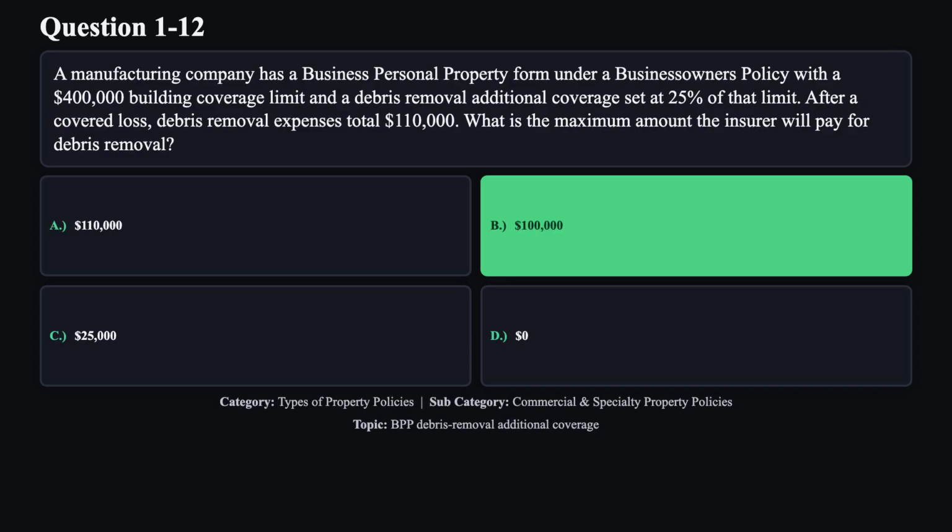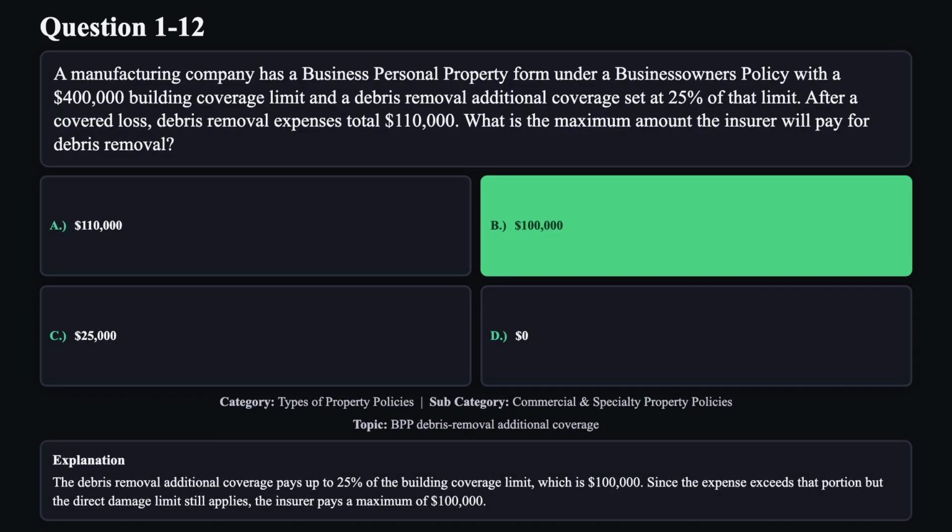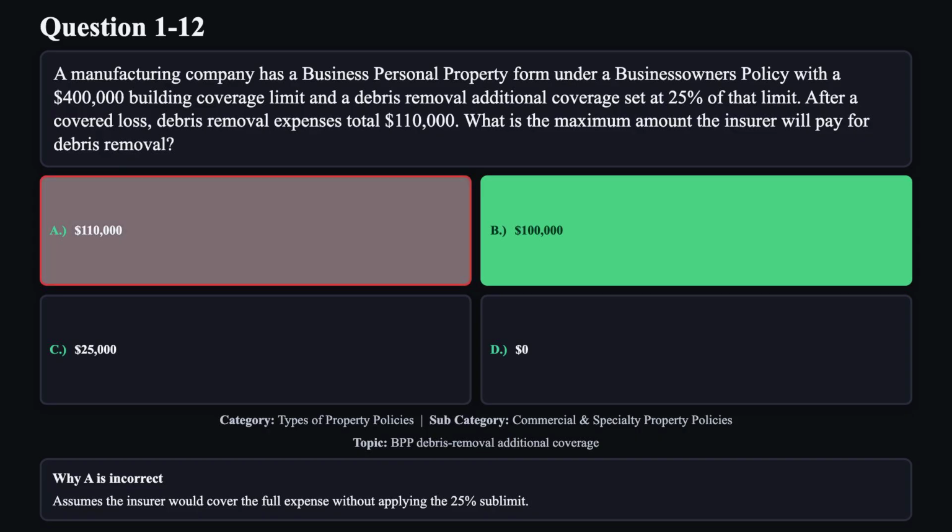The correct answer is B. The debris removal additional coverage pays up to 25% of the building coverage limit, which is $100,000. Since the expense exceeds that portion but the direct damage limit still applies, the insurer pays a maximum of $100,000. Reason A is not correct. Assumes the insurer would cover the full expense without applying the 25% sublimit.